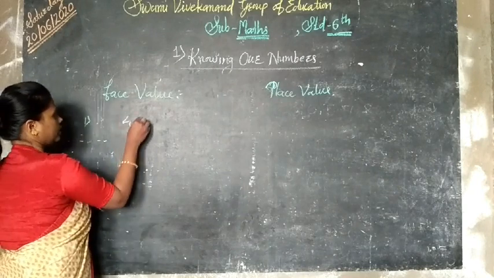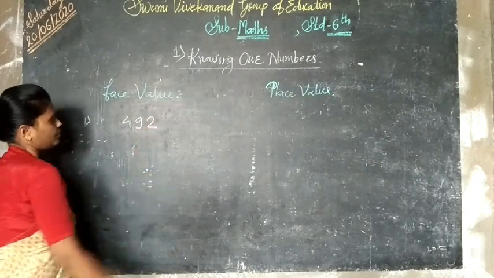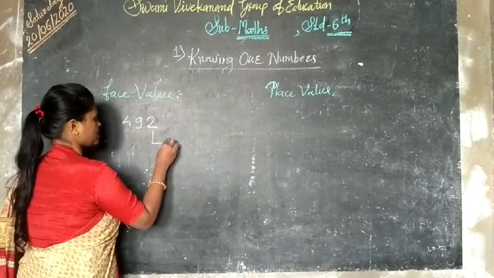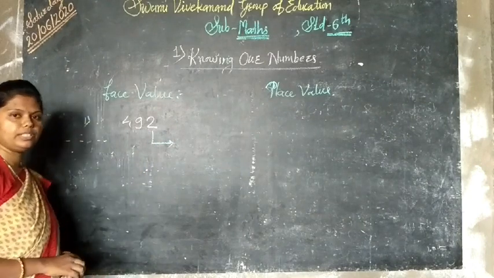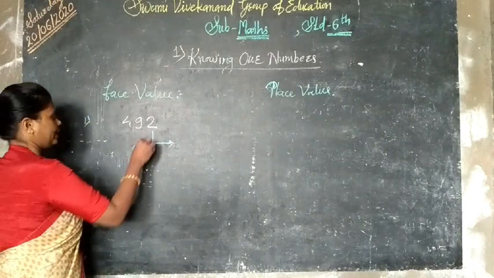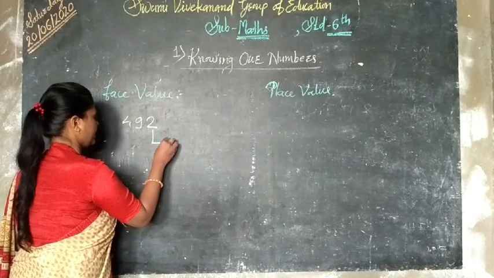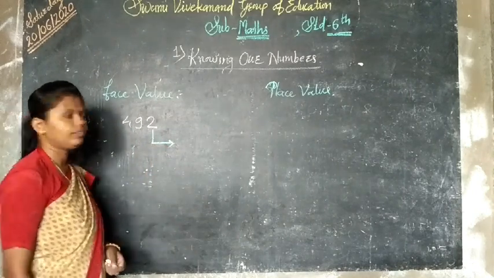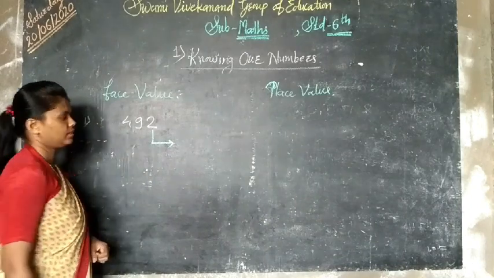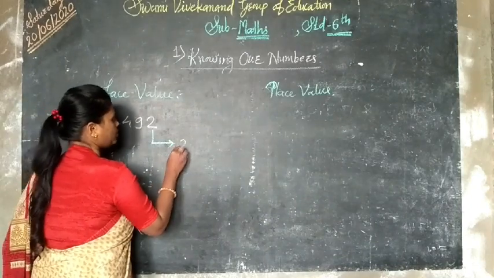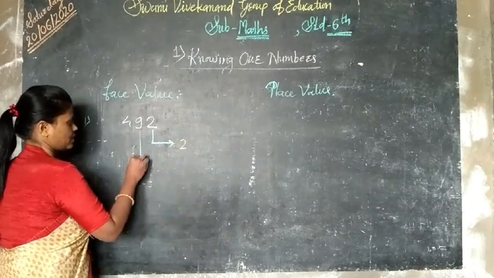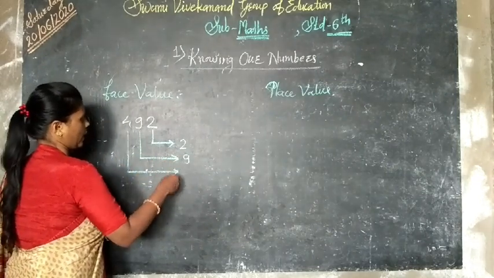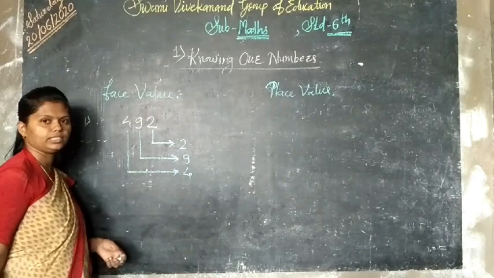So, in 492, how are you going to write the face values? Face value means nothing but the value of that digit which is present in the number as it is. It doesn't matter which place it belongs to. So the face value of 2 is 2 as it is, the face value of 9 is 9, and the face value of 4 is 4 as it is.